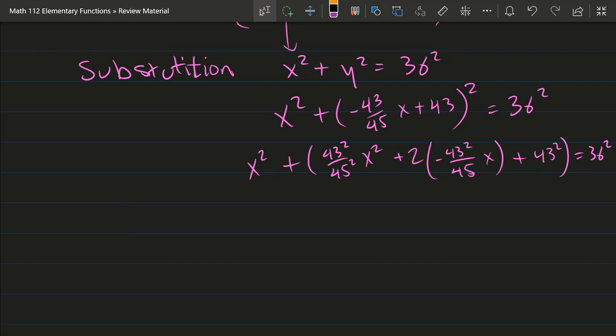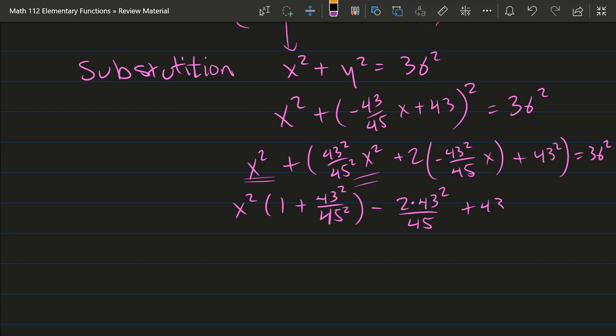Okay, and once we do this, we're going to simplify this a little more. There are two x squared terms: there's one x squared and then a 43 squared over 45 squared x squared. So I'm writing it as x squared times 1 plus 43 squared over 45 squared. Now right here, unfortunately, none of this is going to reduce down at all, so it's going to be minus. These numbers are going to be really ugly when we square them. They're already really bad. So it's 2 times 43 squared over 45, and we're going to add another 43 squared. Now I want to get all my constants on one side, so we're going to subtract 36 squared, and we'll be left with 0 on the right side.